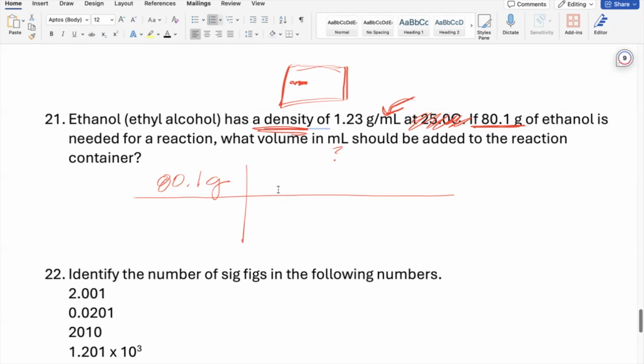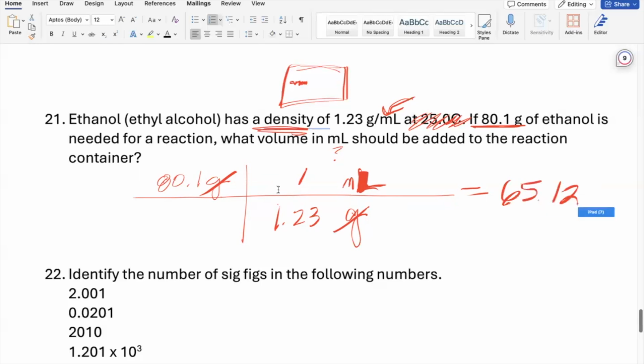So this gram goes on bottom because I want my grams to cancel. Mils goes on top. The 1.23 is married to the gram, so it goes on bottom with the grams, leaving 1 mil on top. And so now I'm out of grams and into mils, and it's just a matter of doing the math. 80.1 divided by 1.23 equals 65.12 mils.